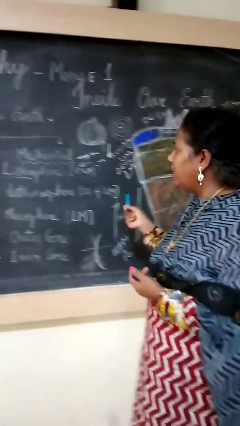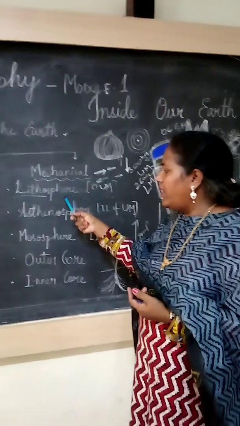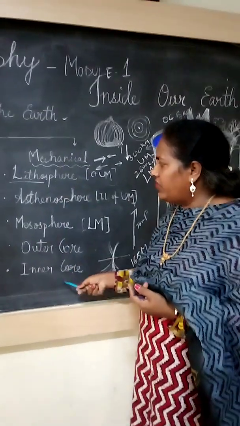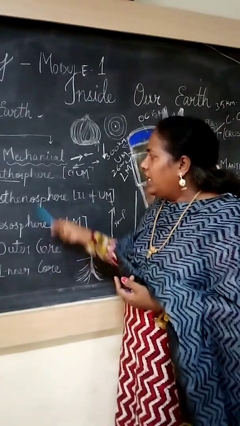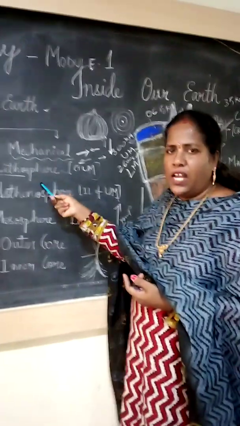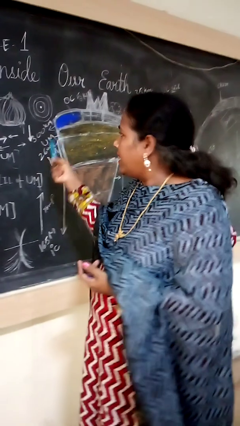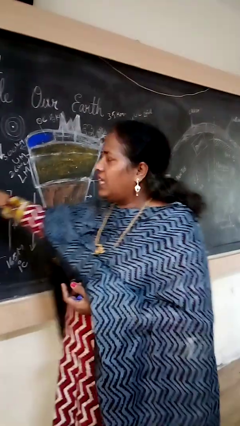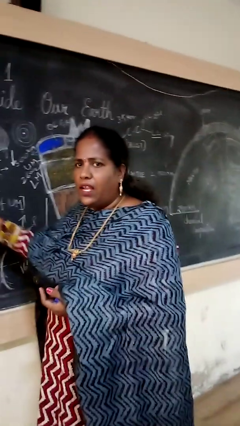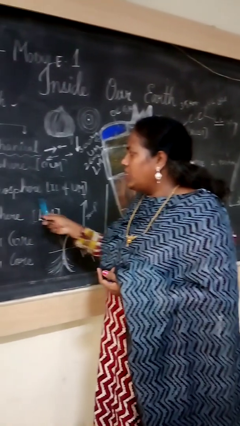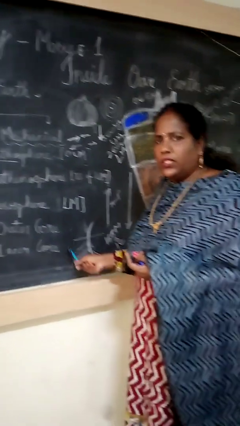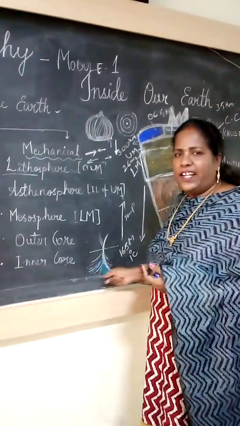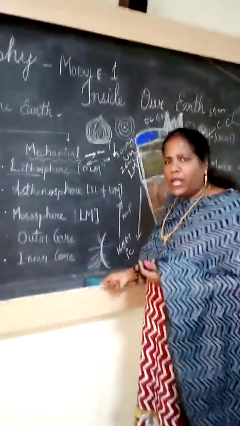So based on the mechanical composition, the earth is divided into 5 layers. How many layers can we see? 1, 2, 3, 4, 5. First one is the lithosphere, which includes the crust, where we are standing. Next one is the asthenosphere, then mesosphere, outer core, inner core. Tomorrow's module, we will discuss this in detail with the picture.